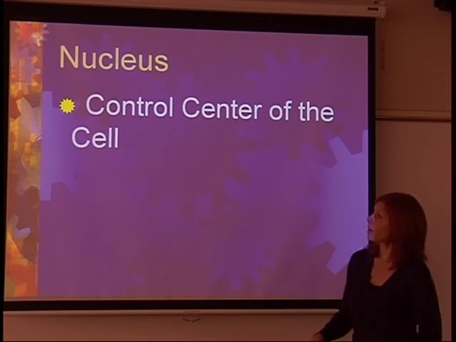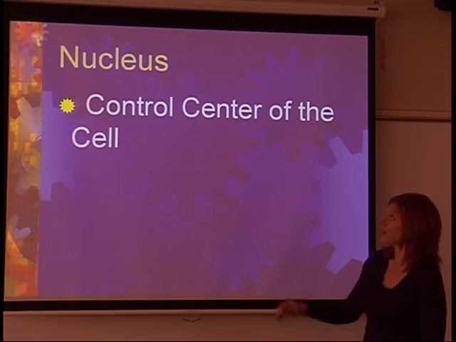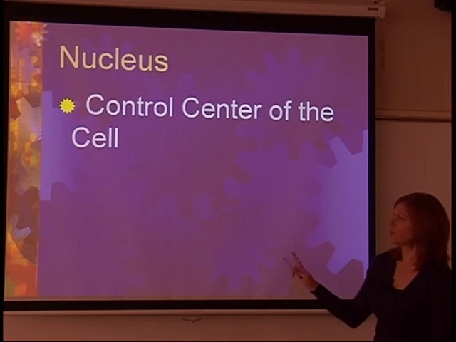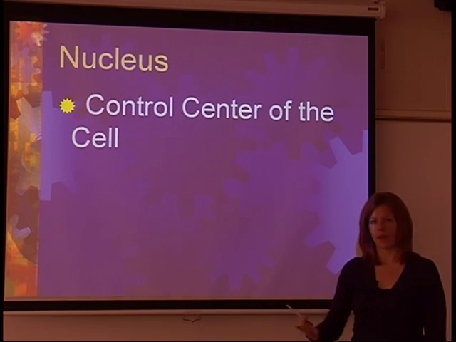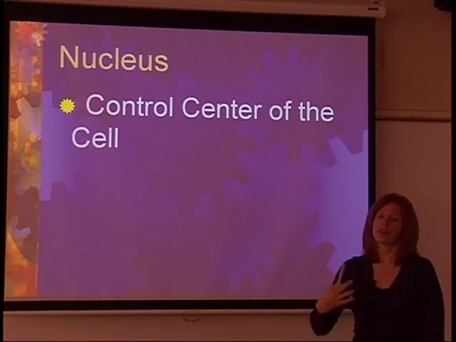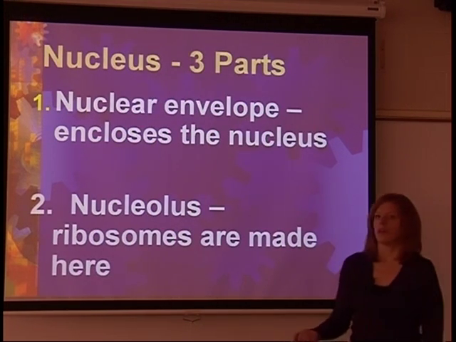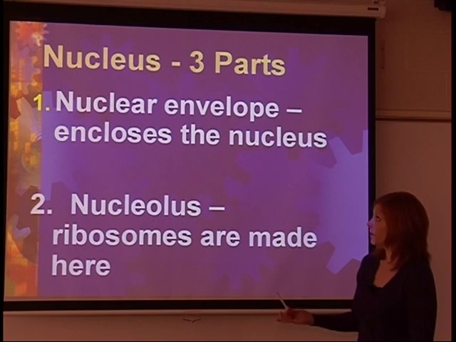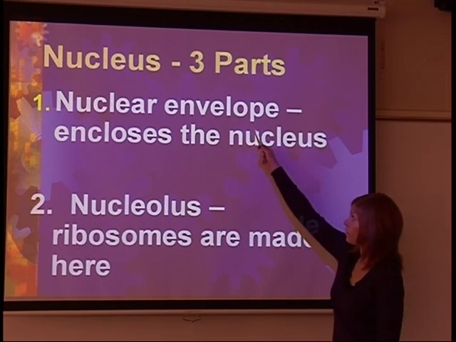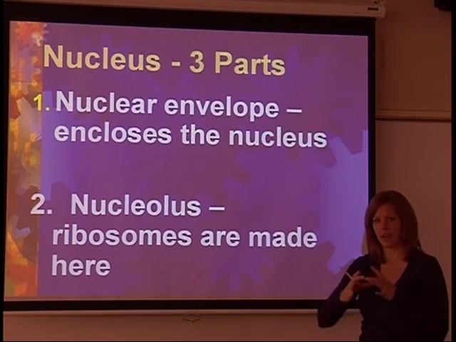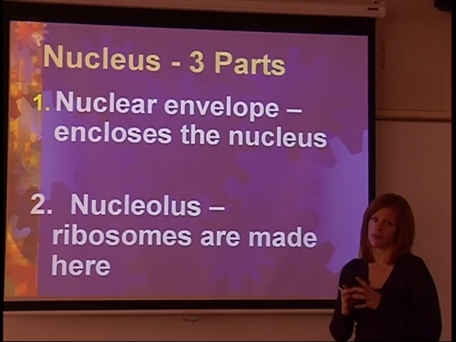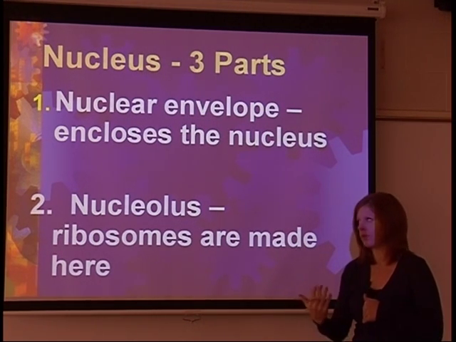Okay, moving on. The nucleus inside the cell is the control center of the cell. That's going to be where all the instruction is given to keep the cell functioning. The nucleus will have 3 parts to it. The first part is called the nuclear envelope. It's really just the outside of the nucleus, so materials can get into the nucleus and out of the nucleus.